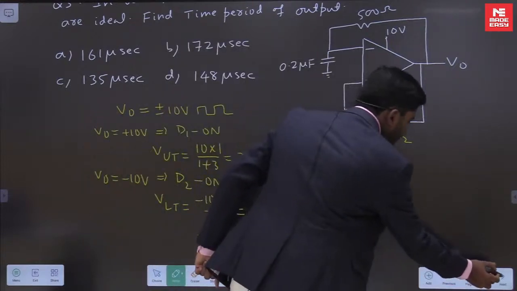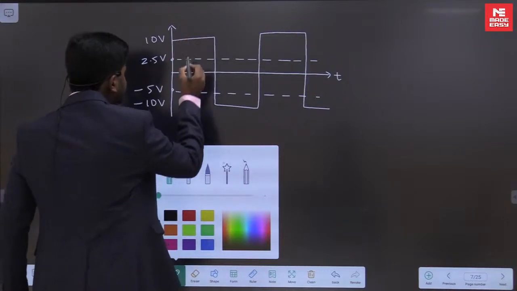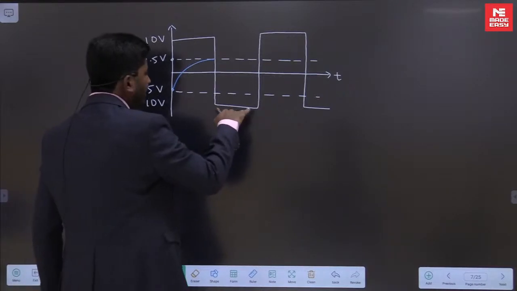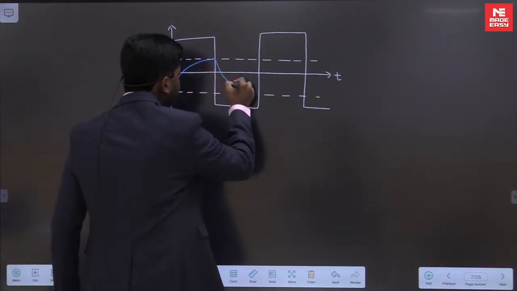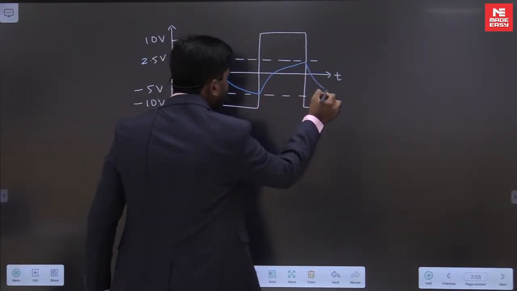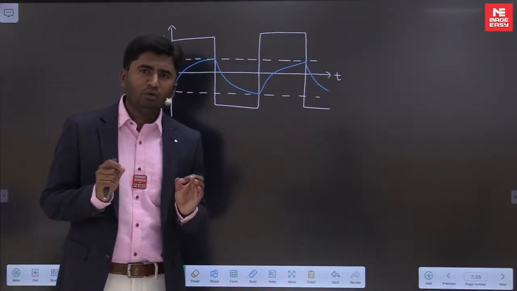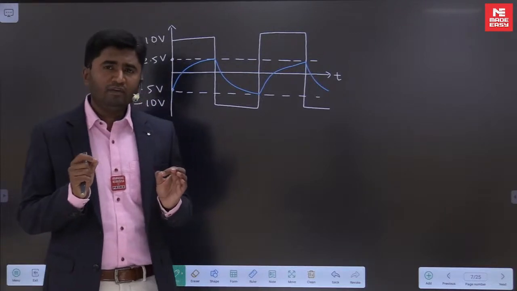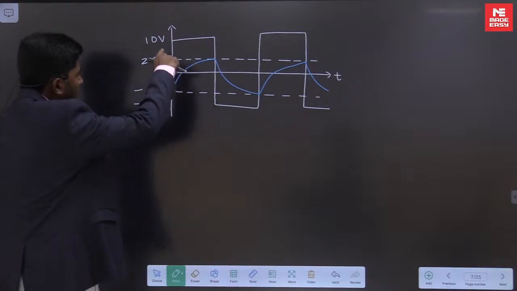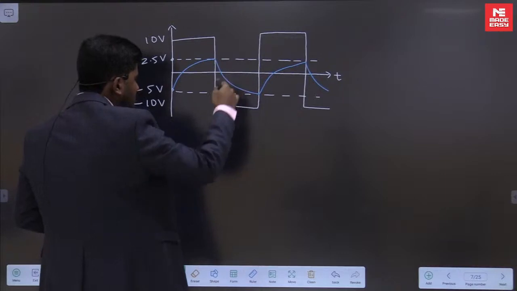So let me draw here the waveform for capacitor voltage. When output is plus 10, capacitor voltage will increase exponentially like this, and when output is minus 10, capacitor voltage will decrease exponentially. You need to have these ideas from the operation of astable multivibrator, and I hope everybody is doing revision regularly. If you do thorough revision of the subject, you will have this idea in your mind.